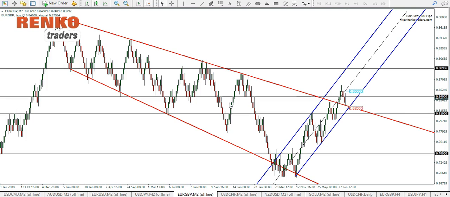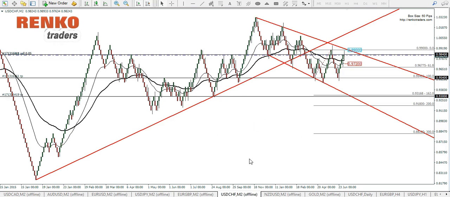For Euro GBP, there isn't much happening. Prices are moving in a rising price channel, and bear in mind that we're looking at a 100 pip Renko box, so this is something to keep in the watch list, but not something worth trading right now.